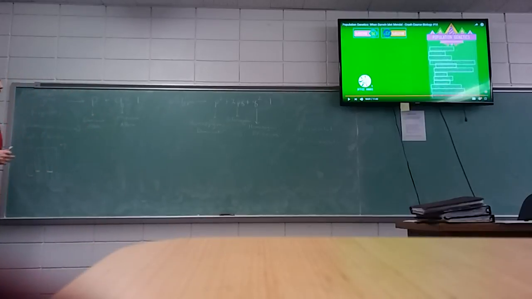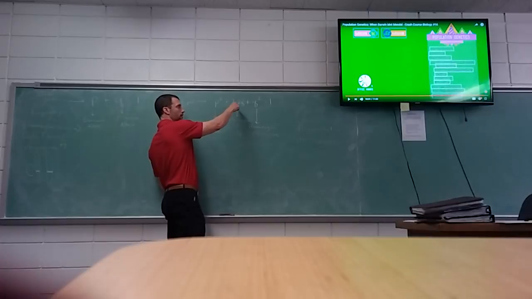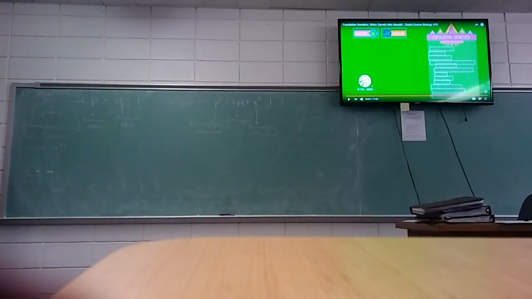And the reason there's a 2 there is if you think about it, you could get one from the mother, one from the father, or vice versa. So you could get it either way. So that's why they have the 2PQ there in the equation.